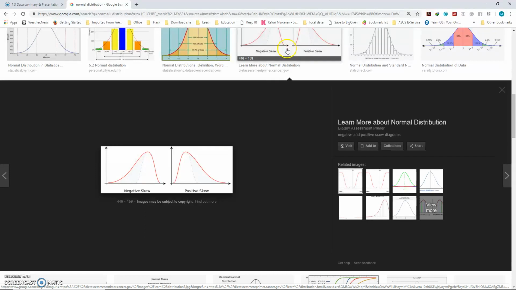Alright, so in the next video we will discuss why mean and why median. Why mean when the data is normal, and why median when the data is not normal.